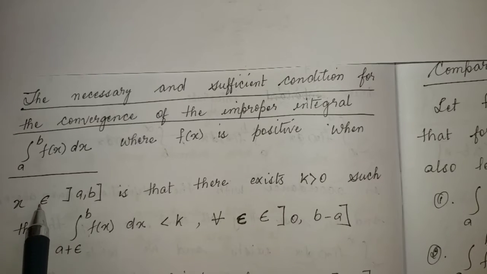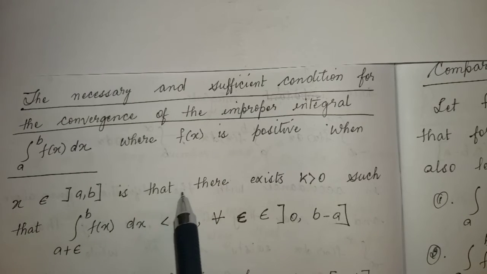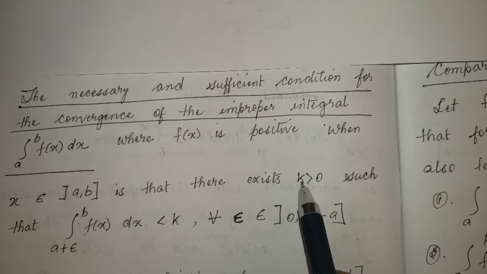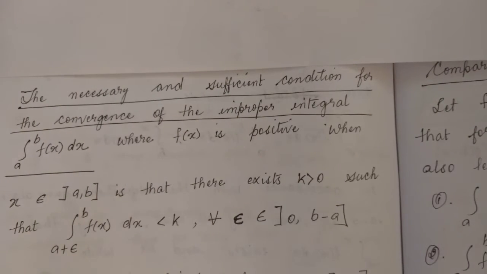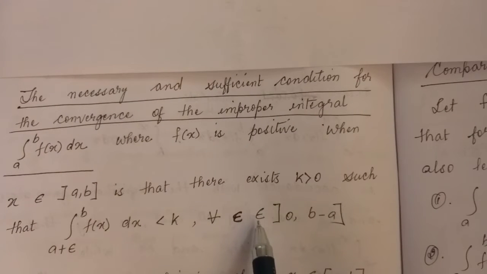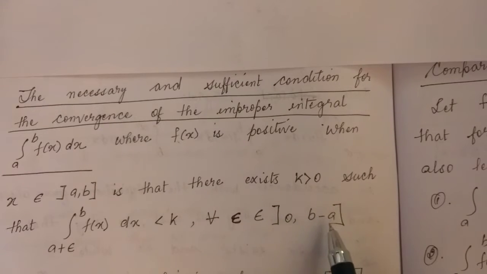and x belongs to the open interval a, b, closed at a. The condition is that there should exist a number k greater than 0, such that this integral from a plus epsilon to b of f of x dx should be less than this number k for every epsilon belonging to the interval closed 0, open 0, close b minus a.